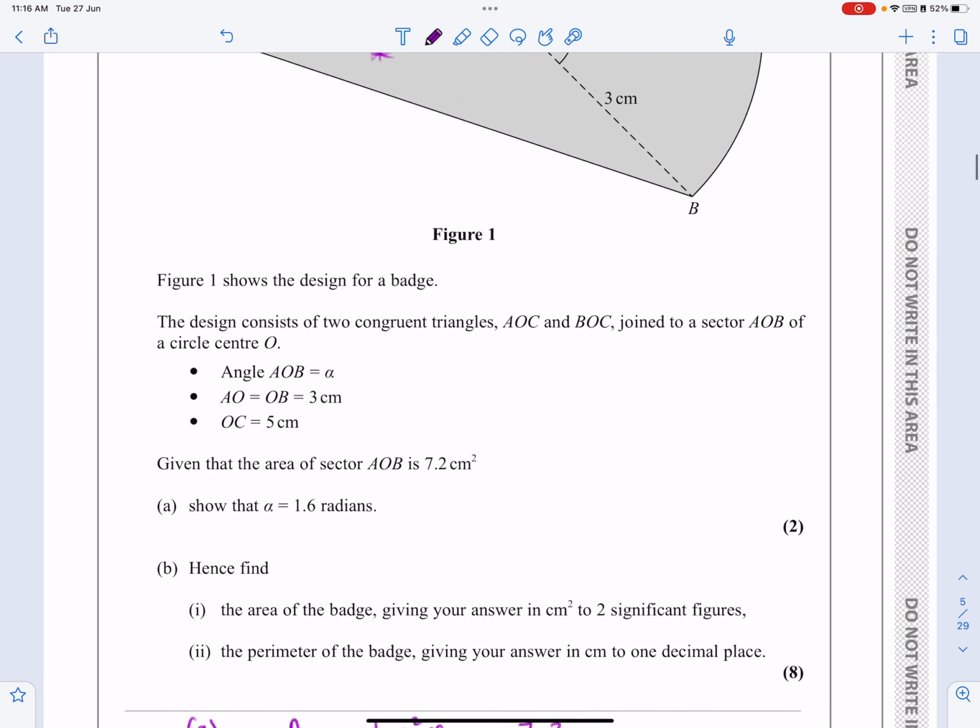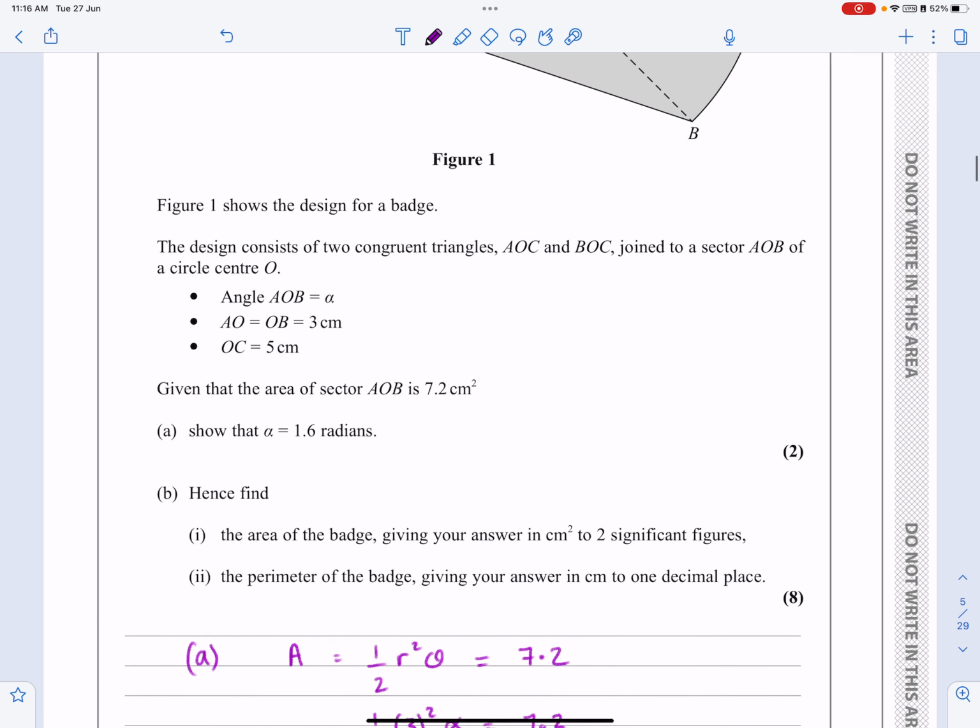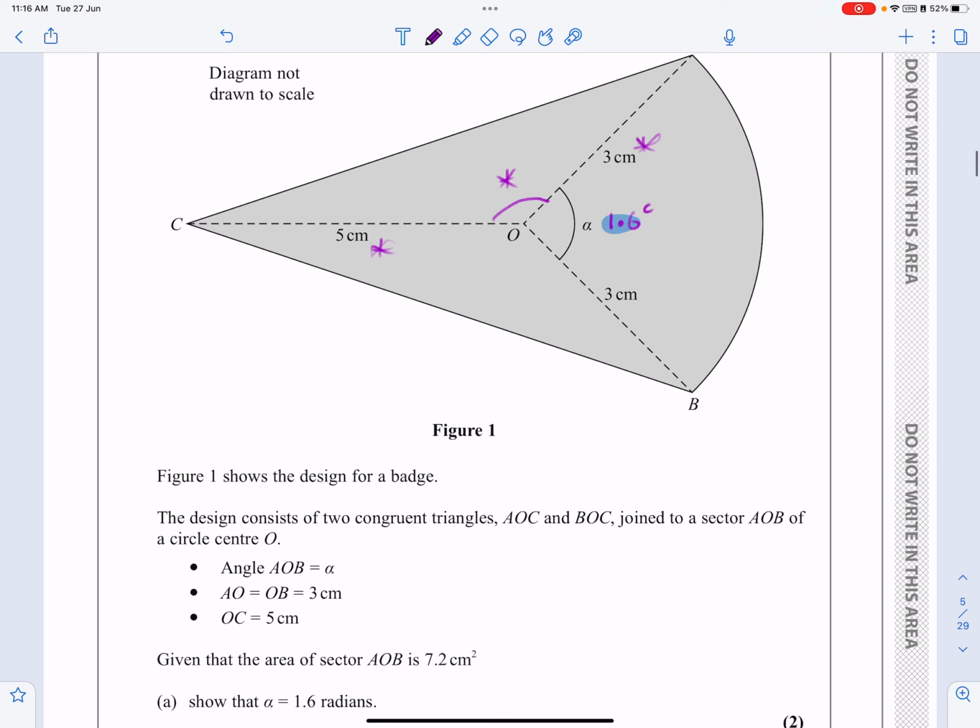But train yourself to go back and just check. Did you answer all the questions? Did they all make sense? Especially on these ones, to make sure you got your decimal places and your significant figures. Right, hopefully that makes sense.